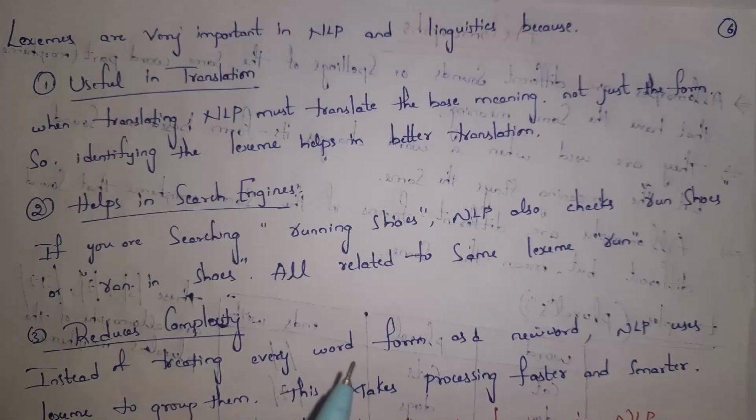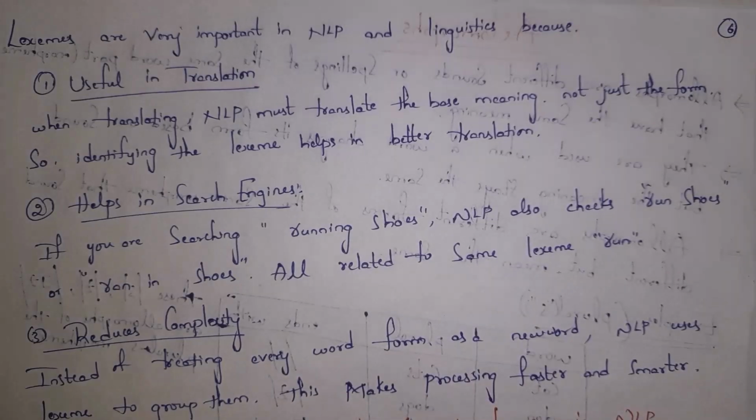So lexemes are very important in linguistics because before NLP translates one language to other language, at first, whatever the words that are present in sentence, NLP needs to convert those words into base form. So translation will be better. And similarly, lexemes help in search engines. For example, in Google I will search running shoes. So NLP also checks run shoes, ran shoes. So you will get so many search results.